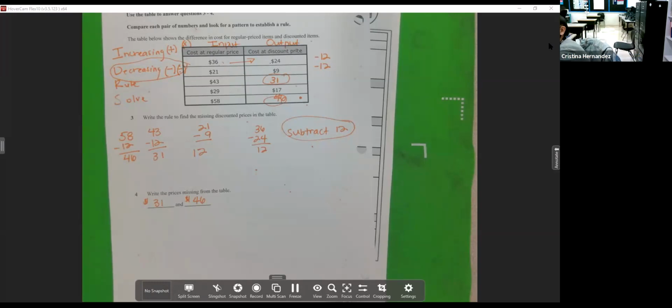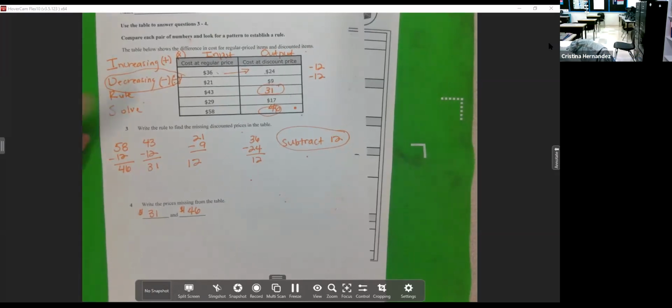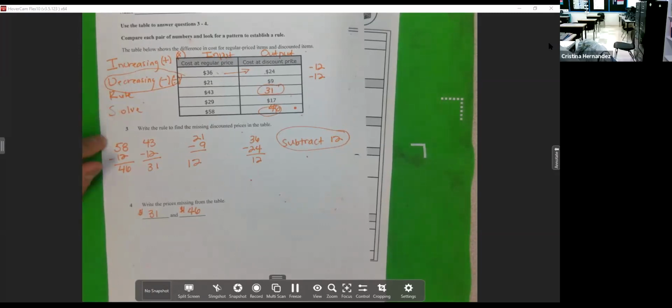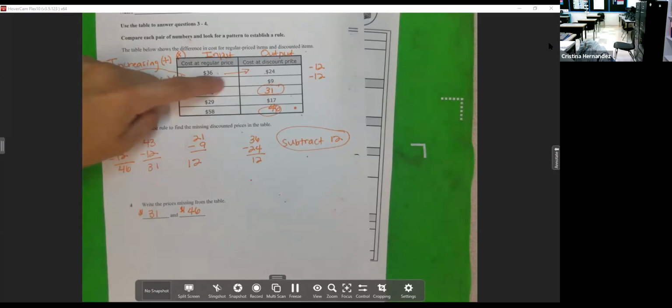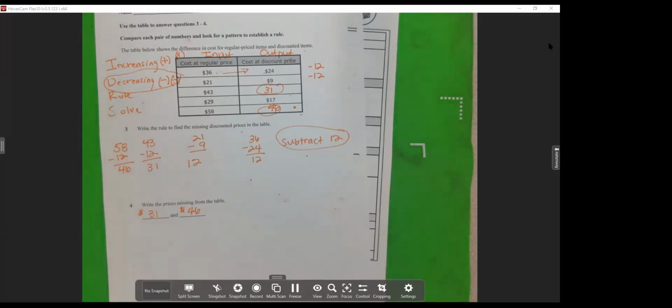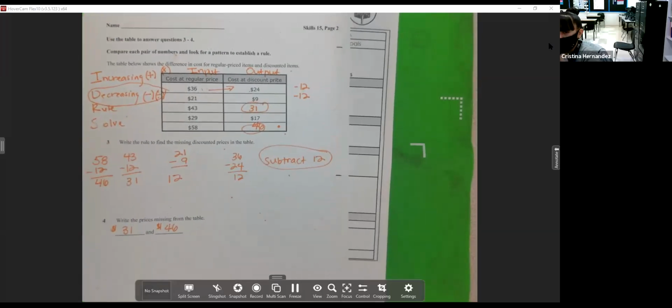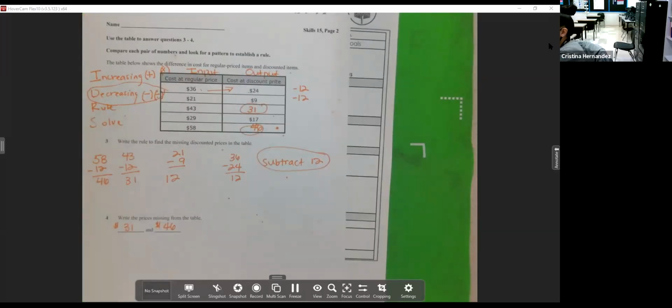So, are we done? We get this? We need to know factors. I need to make an anchor chart with that. Increasing, decreasing, rule, and then sub. So we first figure out if the number is increasing or decreasing. Then we can figure our rule, and then we can sub. Are we done? So I can move it.